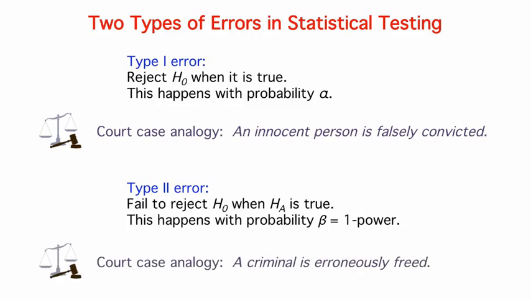In our courtroom analogy, failing to reject the null hypothesis means we can't say the defendant is guilty beyond a reasonable doubt. So the verdict would be not guilty, and a type 2 error would be that a criminal was freed.